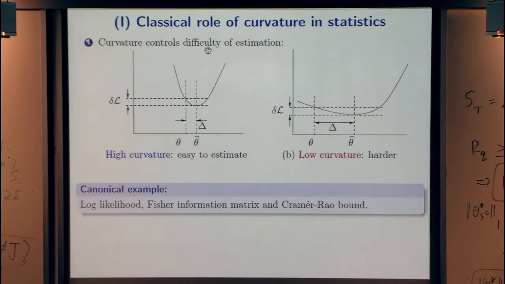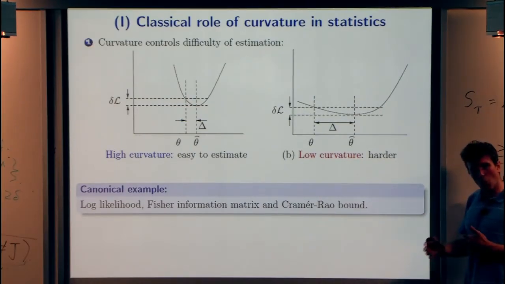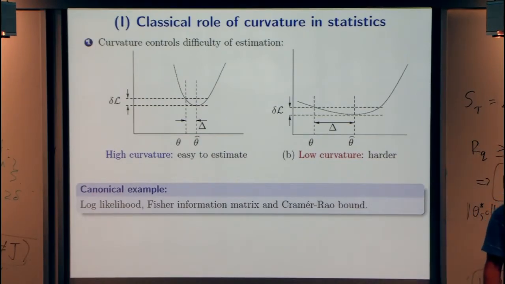Okay, so let's backtrack a little bit. In undergrad statistics courses, you learn about things like the log likelihood. You learn about the expectation of the second derivative of the log likelihood. That's the Fisher information matrix. And then you learn about the Cramer-Rao bound, which gives you a lower bound on how well you can estimate things as a function of the second derivative of the log likelihood.